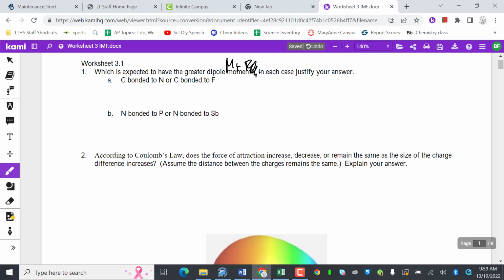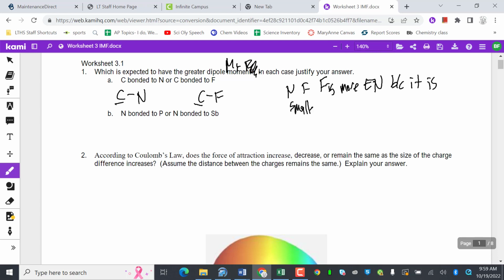Which is expected to have the greatest dipole moment? In each case, justify your answer. So, C to N or C to F. Considering the periodic table, notice carbon's the same. I have N and F over here. So C to F: F is more polar, more electronegative, because it is smaller and has more attractive protons.